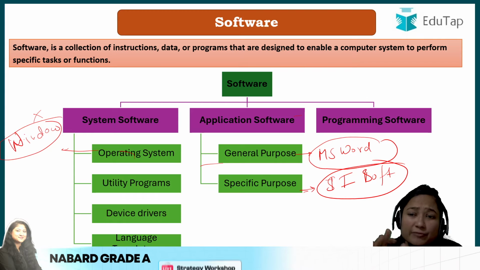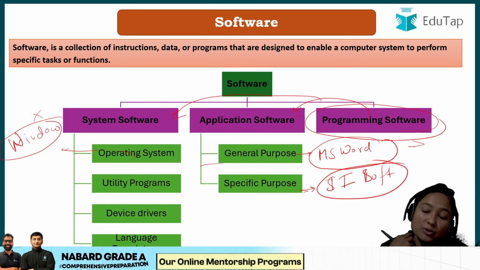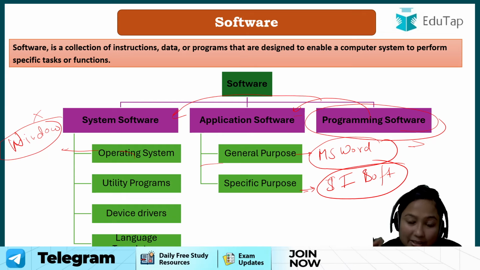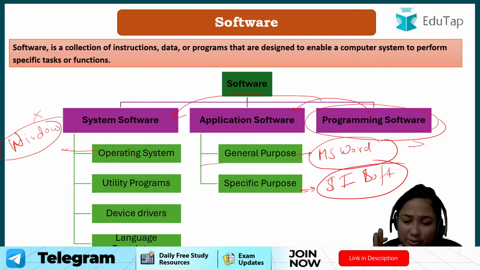Lastly, programming software. These are basically the software that will help you to write either application software or system software. So these are the software that helps to write other types of software. Okay, I hope this is very much clear. With this, we have touched upon all the important topics from this particular part.